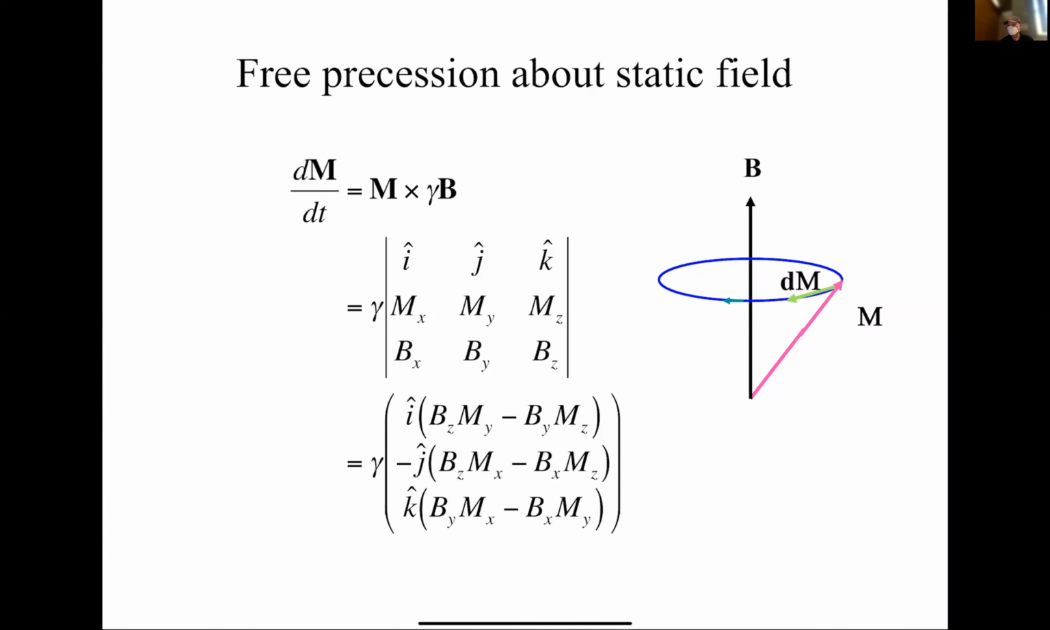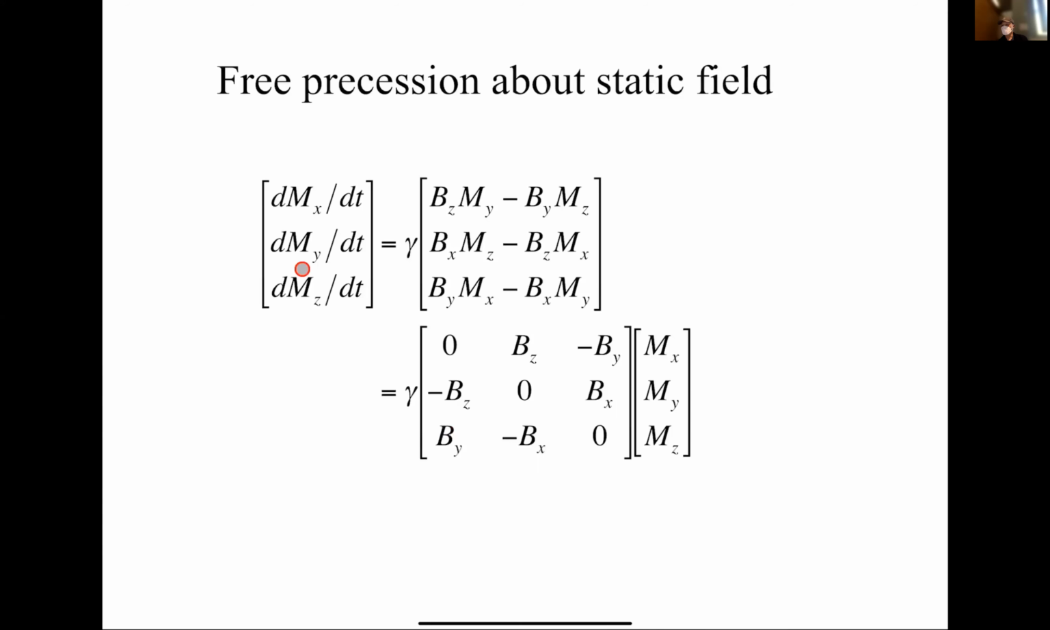So let's write that down. You may or may not remember that you can write a cross product as a determinant. You may remember what a determinant is, but if you don't, this is the expression. The second line here is just the determinant. So you take i, j, k, you write out the coordinates Mx, My, Mz, and Bx, By, Bz, and multiply that by gamma. Then you do the determinant, and it gives you this equation here. All right, so that's all that is.